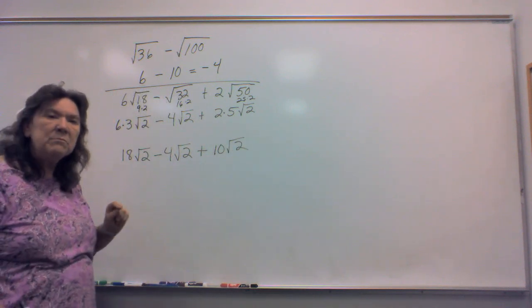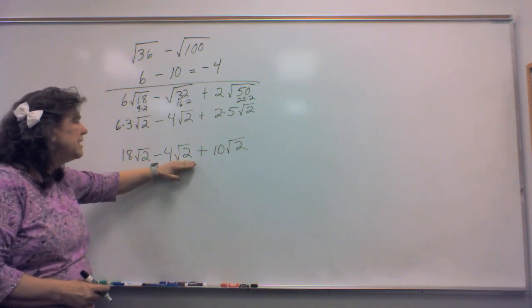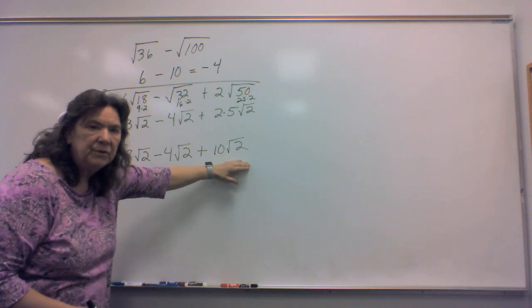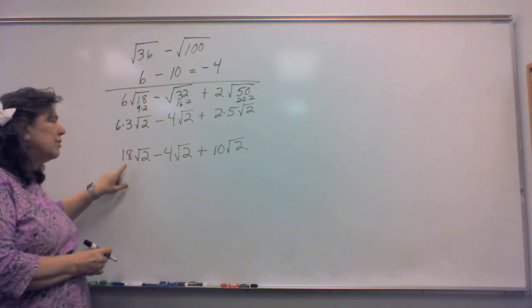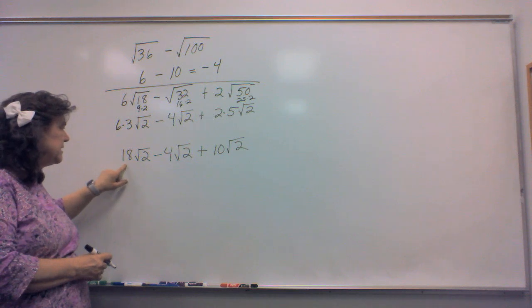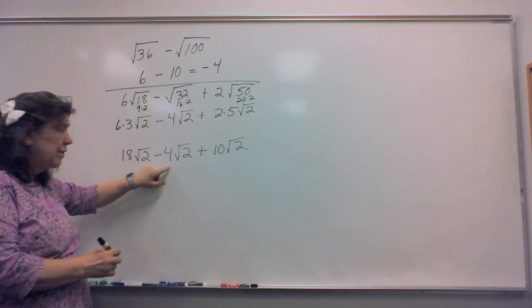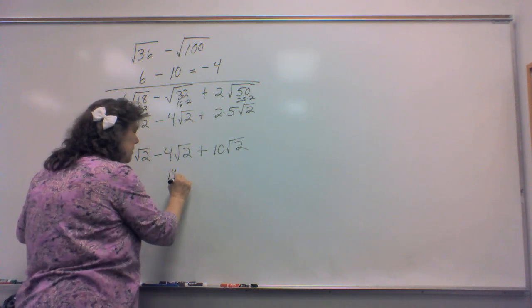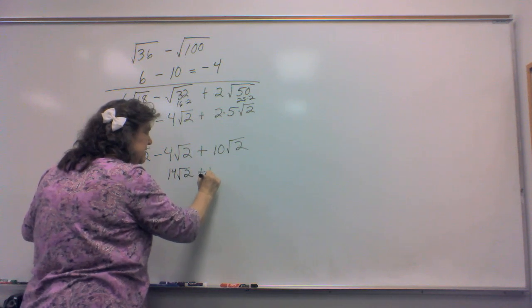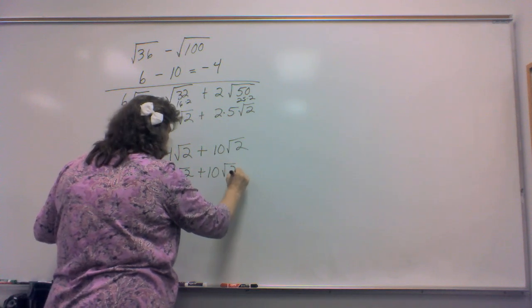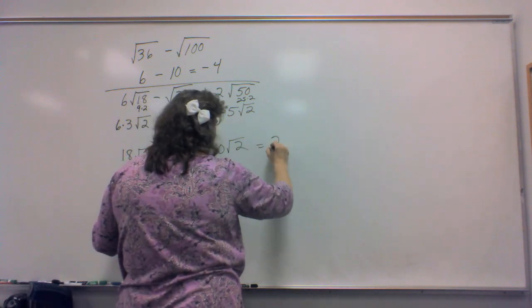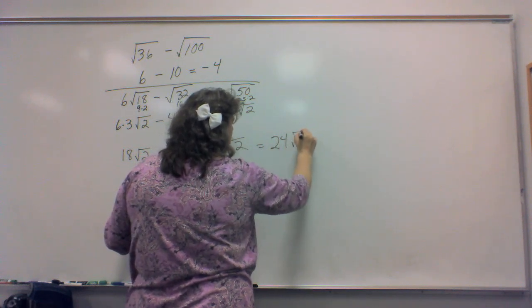Notice when you have simplified them, everything now has a square root of 2. So all we have to do is look at our coefficients in front. 18 minus 4 is 14 square root of 2 plus 10 square root of 2 is going to equal 24 square root of 2.